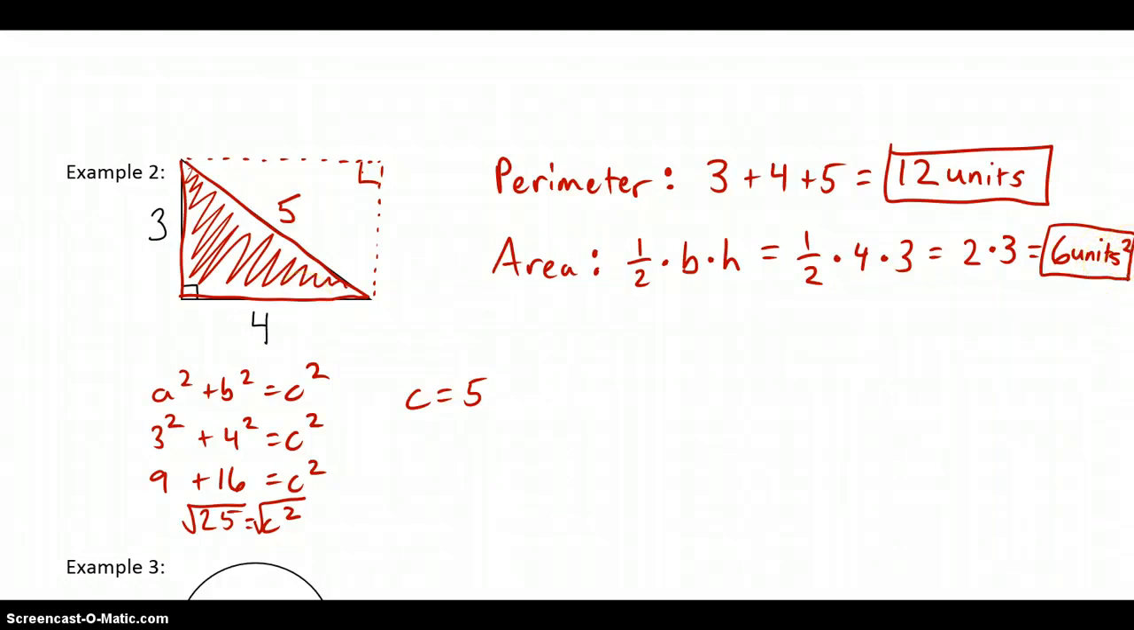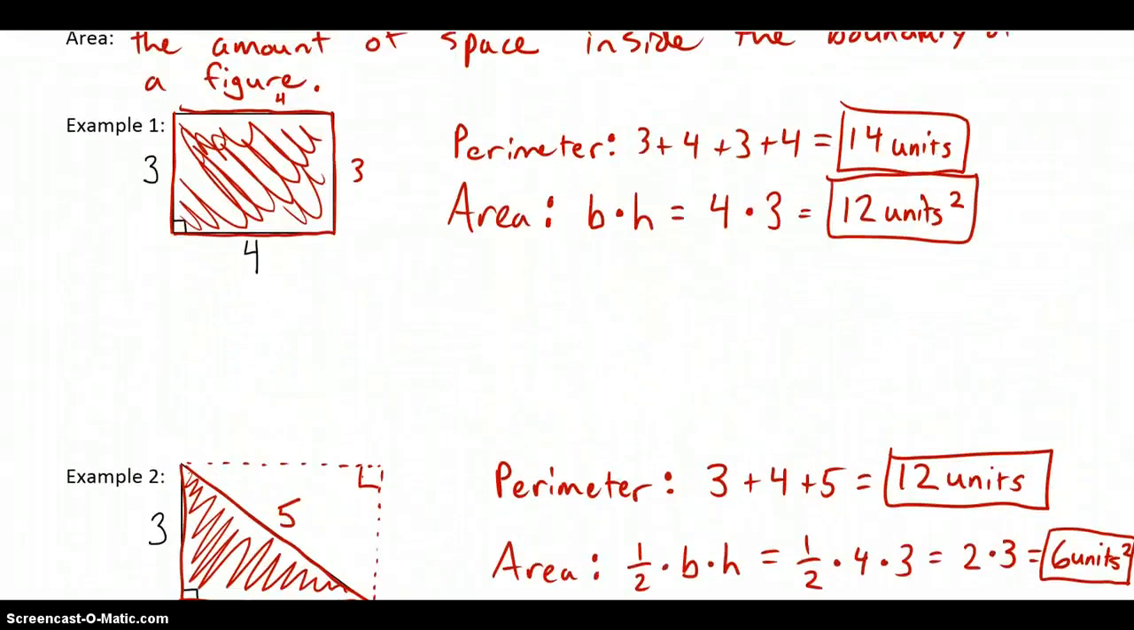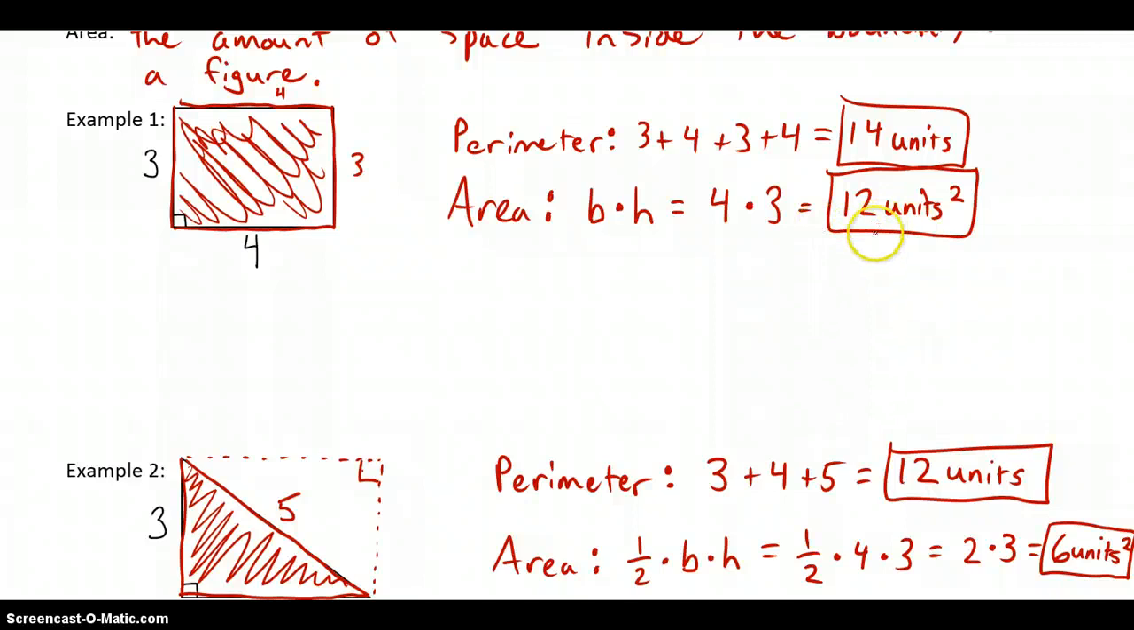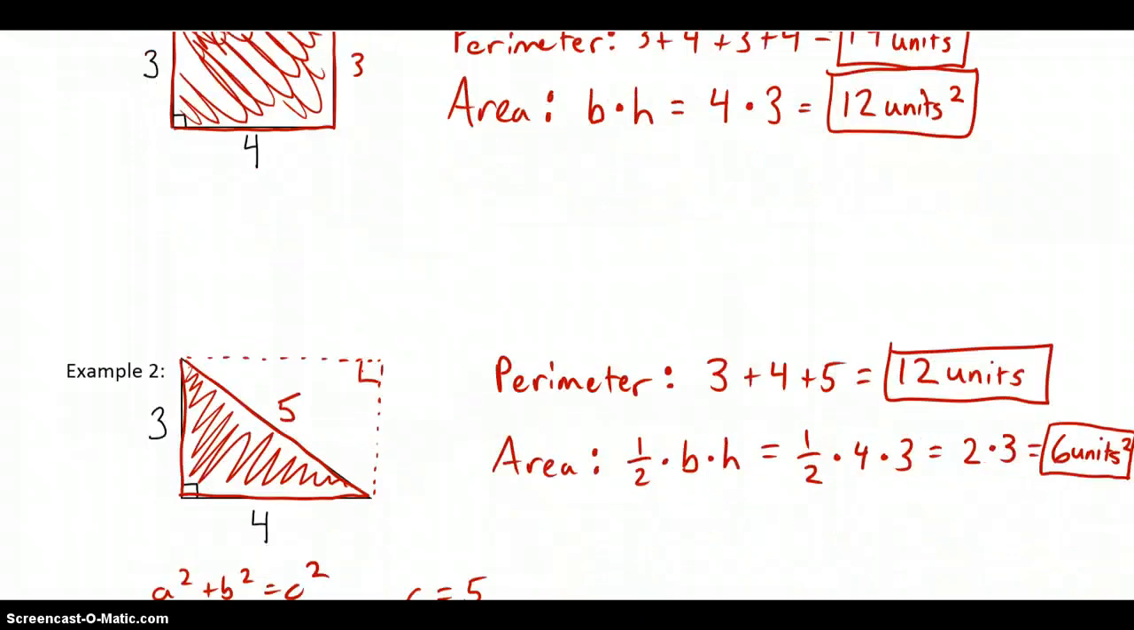And this makes sense, because if I look at my first example, the area was 12. This triangle is going to be half of that, 6.